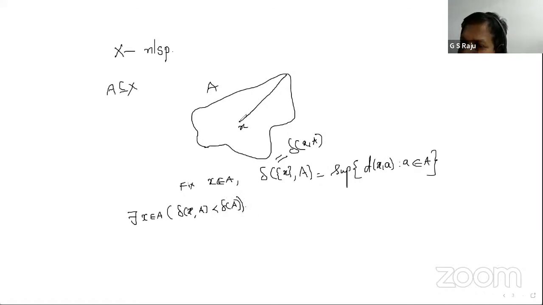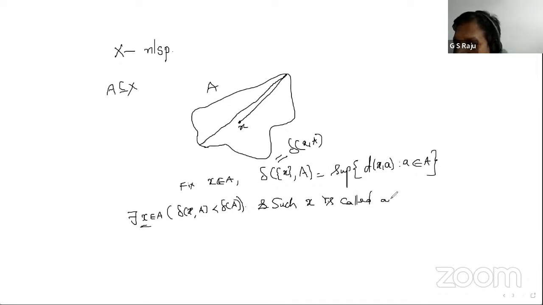Suppose the diameter of A is, let us say, this much, and we can find X such that this diameter is strictly less than this diameter. Then we say that X is a non-diametral point for A. Such an X is called a non-diametral point of A.